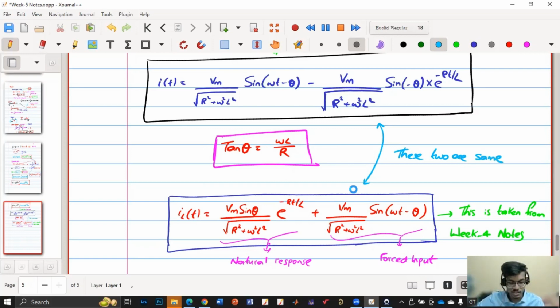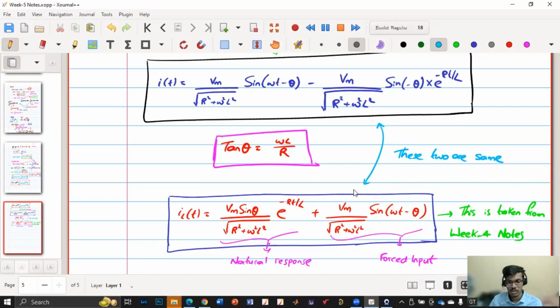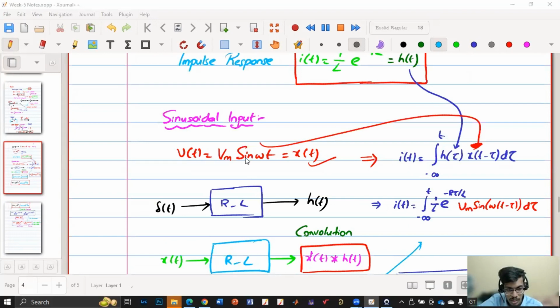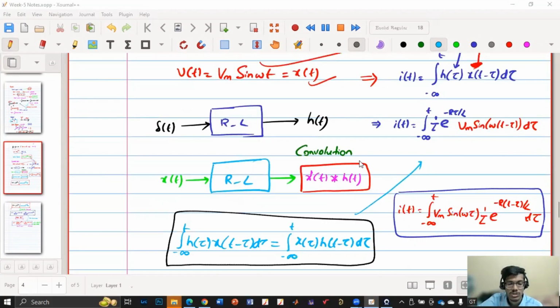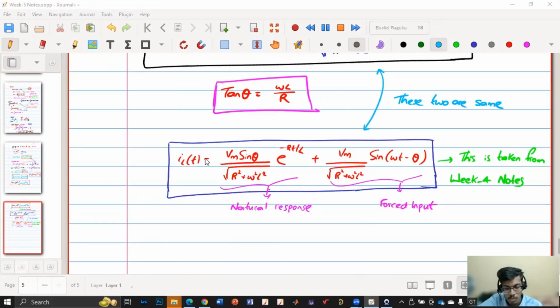So what we did is we considered an RL circuit. We excited it with the impulse function to find the impulse response. Then using the impulse response, we used the convolution theorem for a different input, a sinusoidal input, Vm sin omega t, and found the output. And this output is exactly the same output which we obtained last week, where we solved it in a different way.